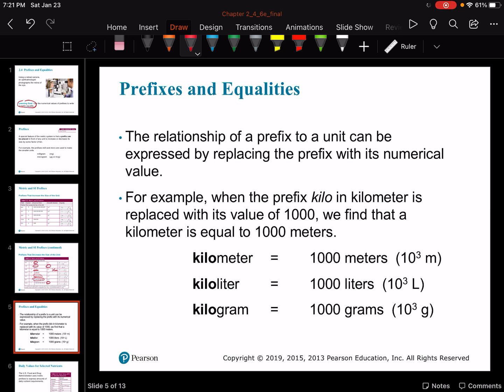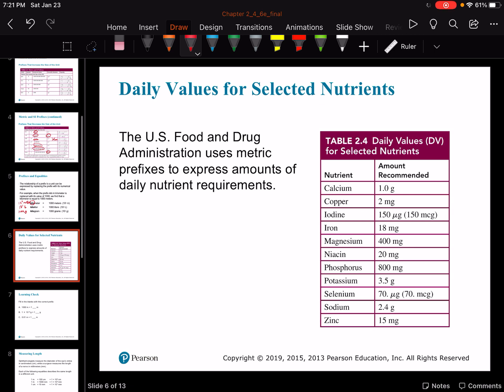So for example, a kilometer means 10 to the 3 meters, right? Because kilo means 10 to the 3. A kiloliter means 10 to the 3, or 1,000 liters. And a kilogram means 10 to the 3, or 1,000 grams, right? That's what those mean. All right, so let's do some more examples here.